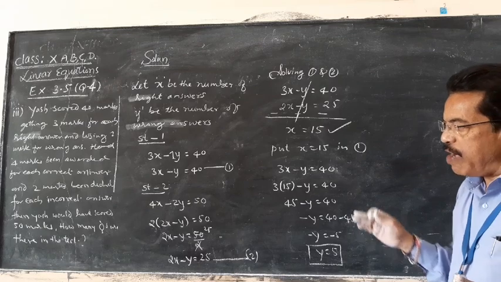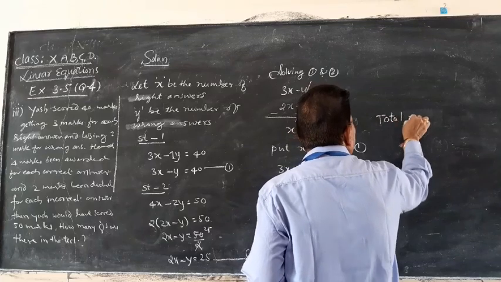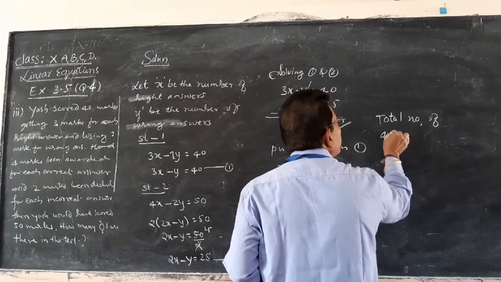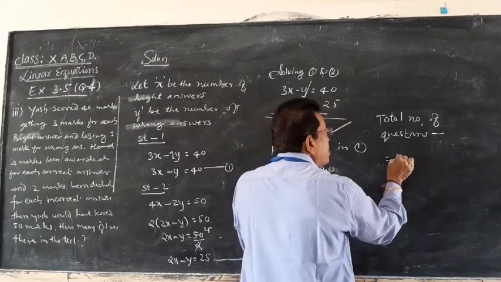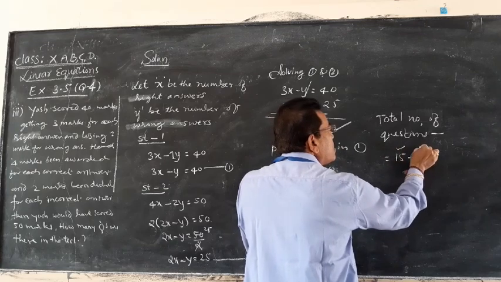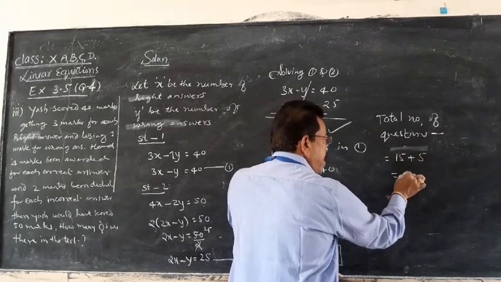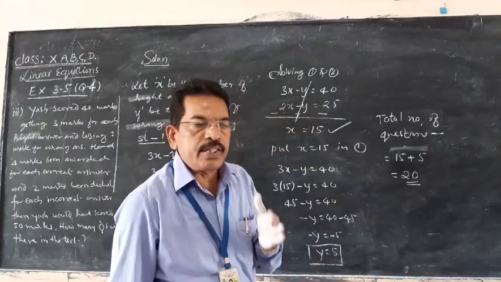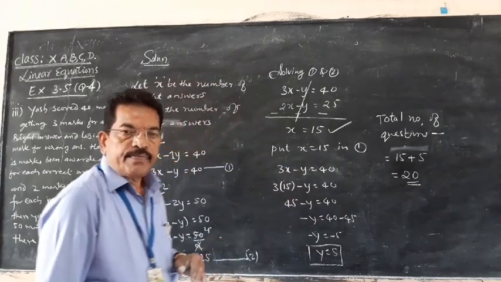What have they asked? They have asked us the total number of questions. Right answer questions are 15, wrong answer questions are 5. So 15 plus 5 equals 20. Totally there are 20 questions in the test that he has attended.